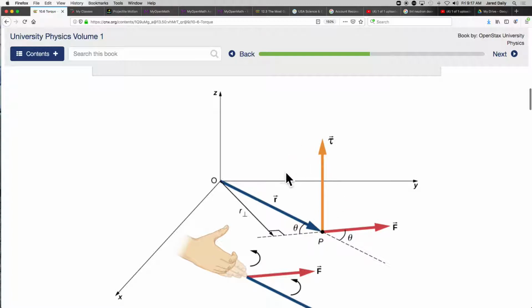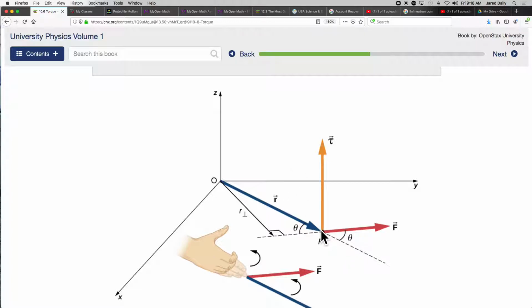The direction of the cross product is determined by your right-hand rule, where you point your right hand out in the direction of the r vector, and then you turn your fingers in the direction of the force vector, and then your thumb will point in the direction of your torque vector.